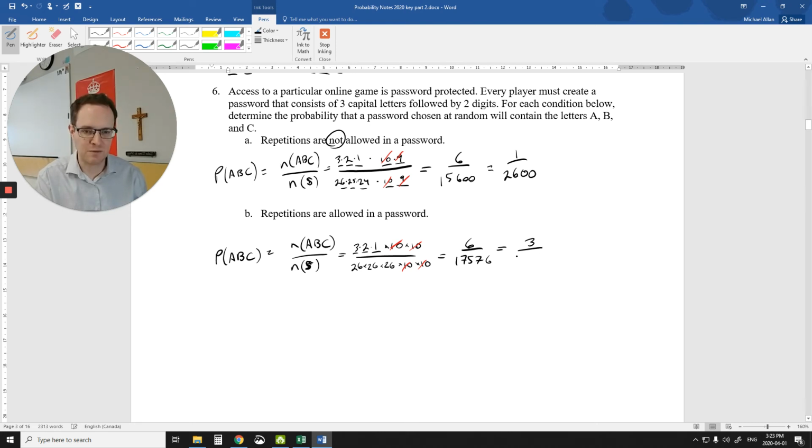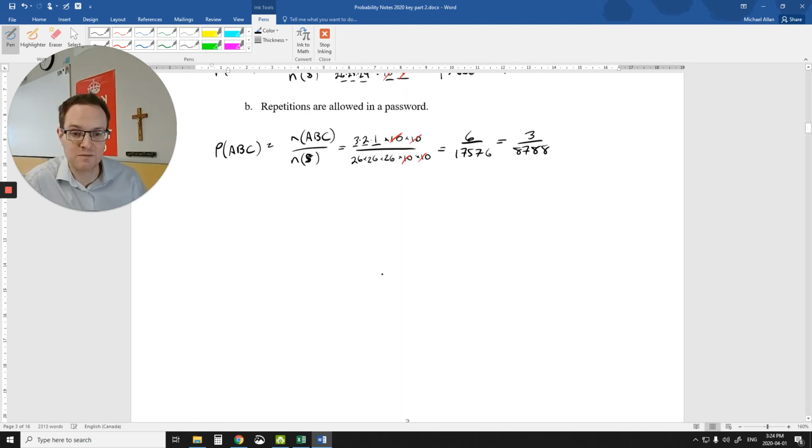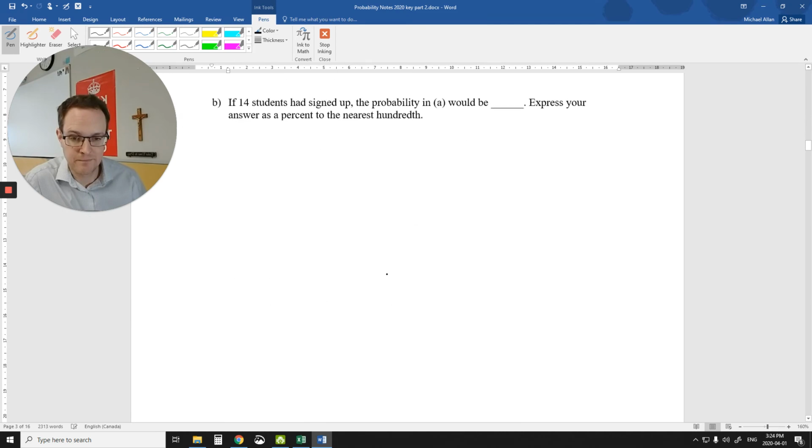Technically I can reduce that one more time. So just divide both top and bottom by 2. And this is what we get. So 3 out of 8,788 passwords will have ABCs in them if you were allowed to repeat letters as well. There you go. So in this case, we're using the fundamental counting principle to do this one.